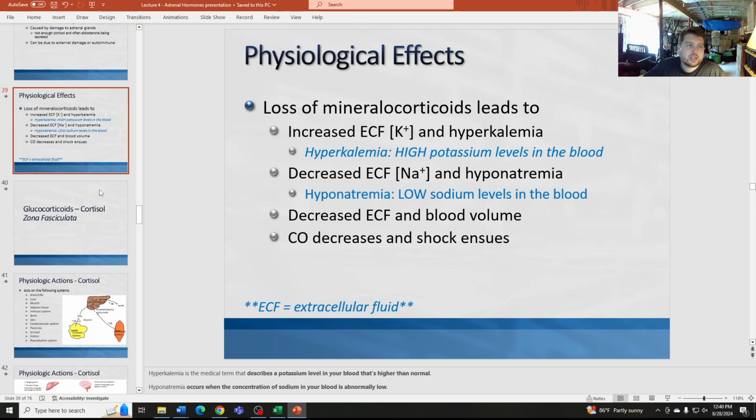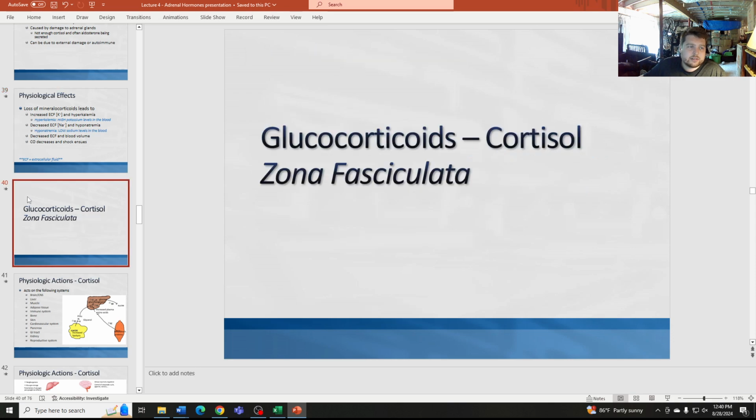Okay, we're going to go ahead and end this recording here, right at 30 minutes, and then we will continue with the next zone, the zona fasciculata, and cortisol.